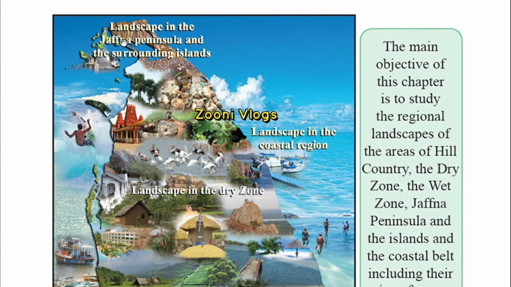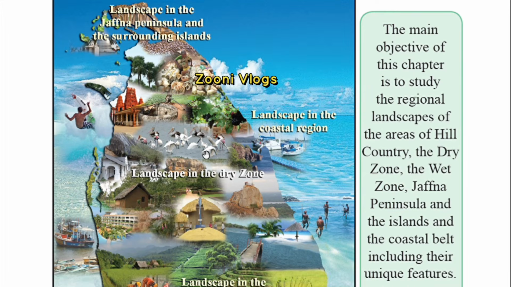And you can see here there's a stupa and some people. Here you can see there are palmyra trees and all, and Nallur Kovil also you can see. Not only that, Jaffna grapes also. And around the country you can see a coastal belt around the country.